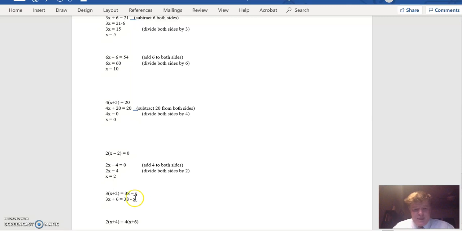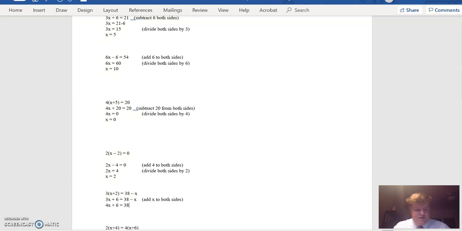Now, we tend to get rid of the smallest x term, which is going to be minus x. So we want to get all the x's on one side. If we add x to both sides, that's going to wipe out this minus x here. So let's add x to both sides. So we've got 3x plus x, that's going to be 4x plus 6 equals. Then we've got 38 minus x plus x. Well, the minus x and the plus x just equals 0, so it's going to equal 38 here.